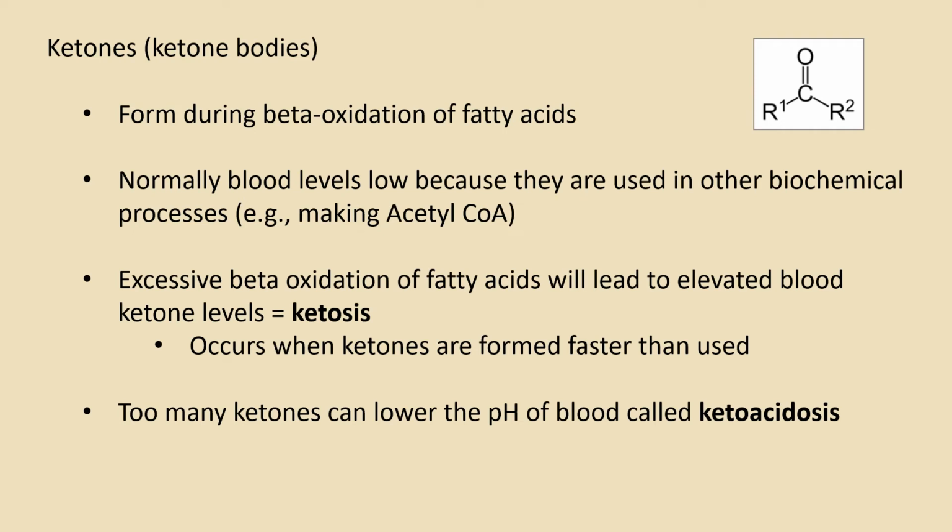Under some circumstances, we are producing more ketones than typical. When we are burning more fat as a fuel source for creating ATP, we generate ketones at a faster rate, and those ketones can possibly accumulate in our blood. When we have an elevated amount of ketones in our blood, that's called ketosis. And it turns out that ketones can influence the pH of our blood. They can lower the pH of our blood.